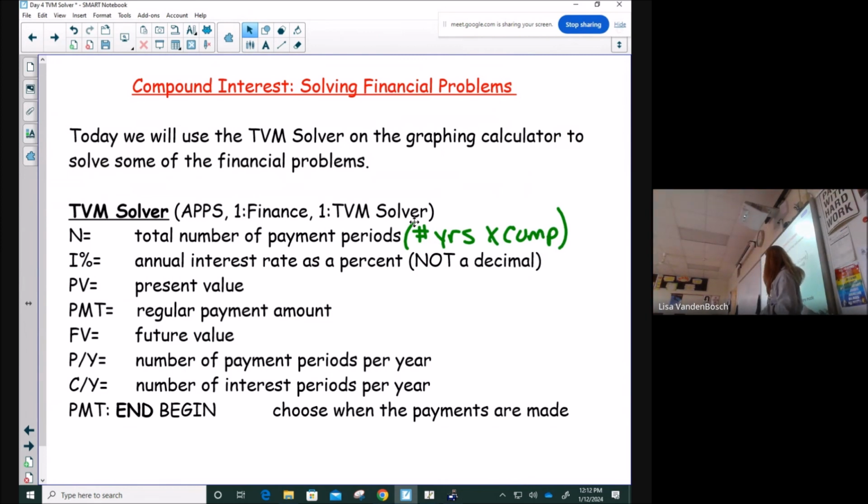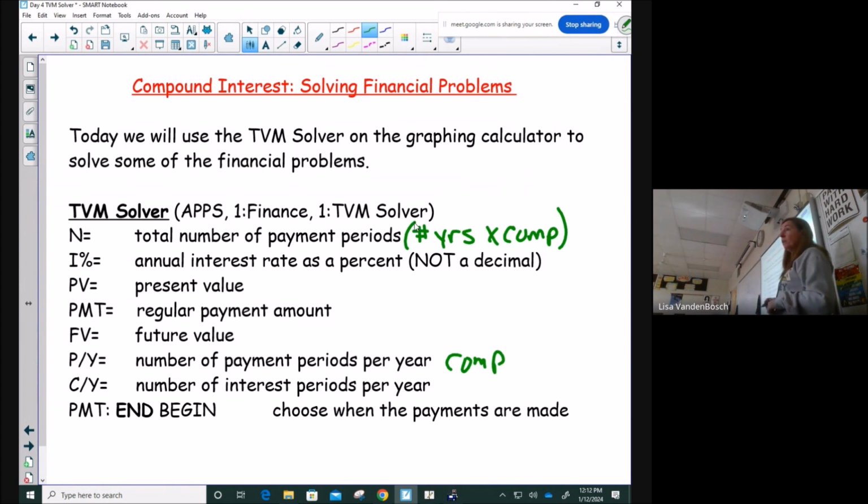P/Y, C/Y. So P/Y is your number of payments per year. Basically, you just want to think of this as how it's compounded. If it's compounded semi-annually, you're putting in 2. If it's compounded monthly, you're putting in 12. And C/Y is your number of interest periods per year. Again, it's going to be how it's compounded. So for today, these two are going to match each other. When we start mortgages, that's the only time these two will not be the exact same.